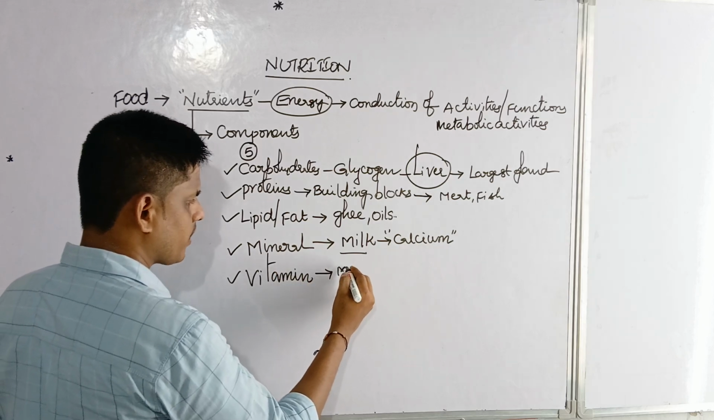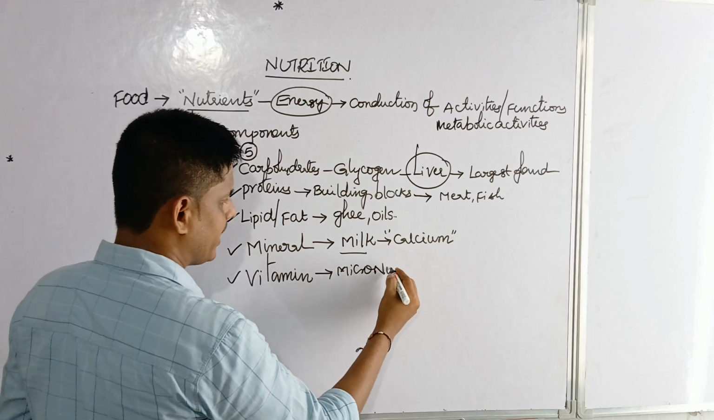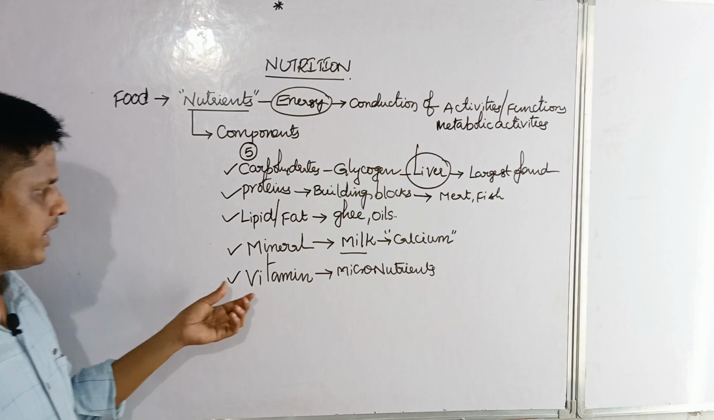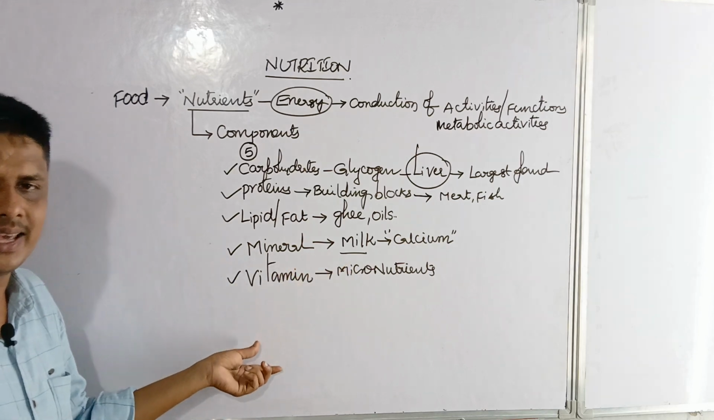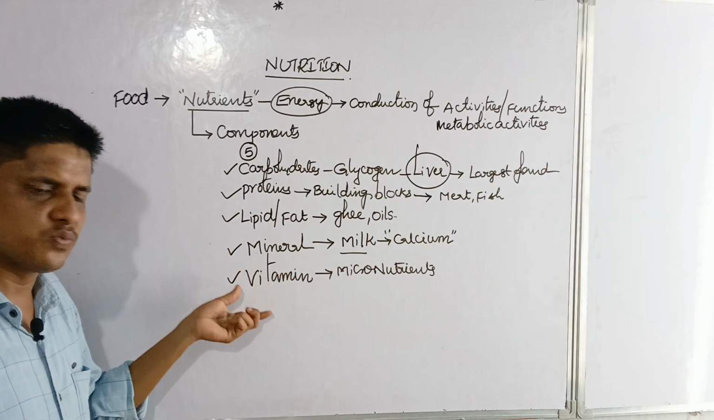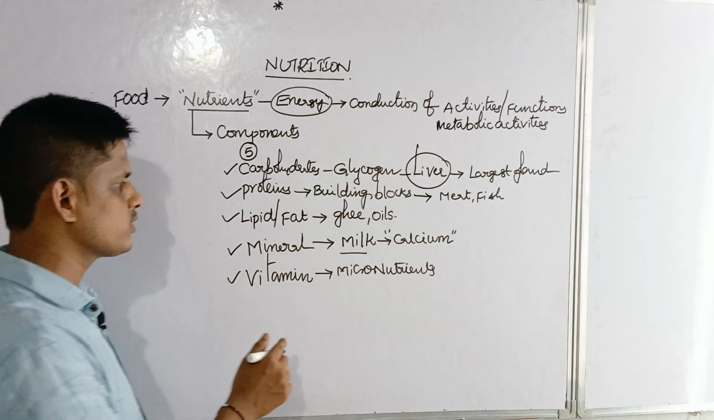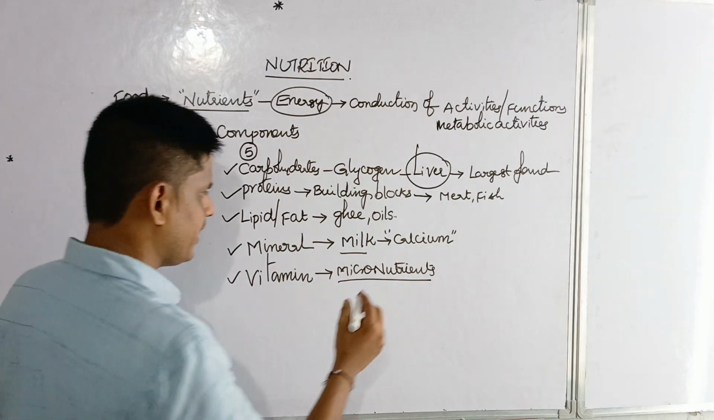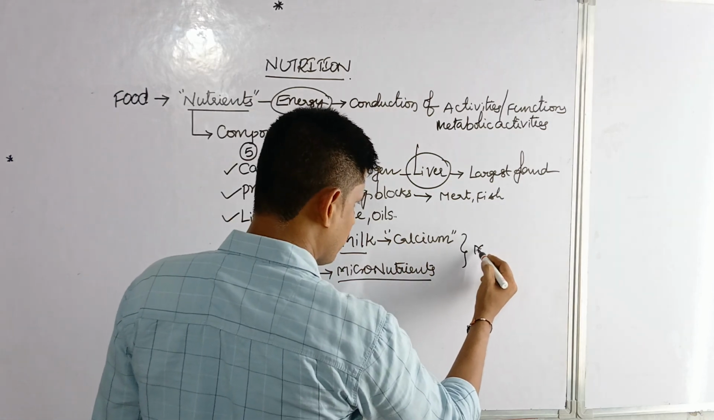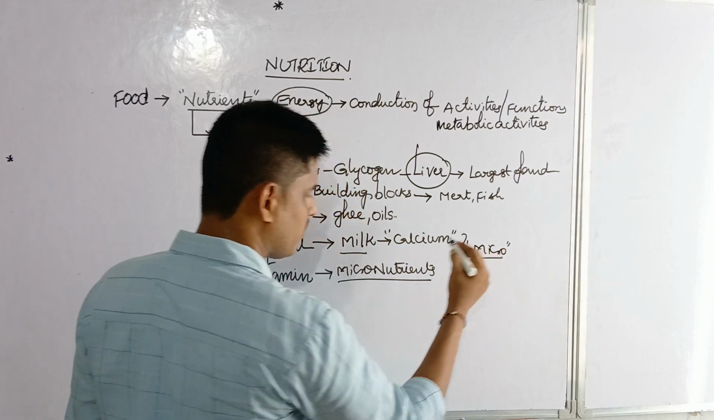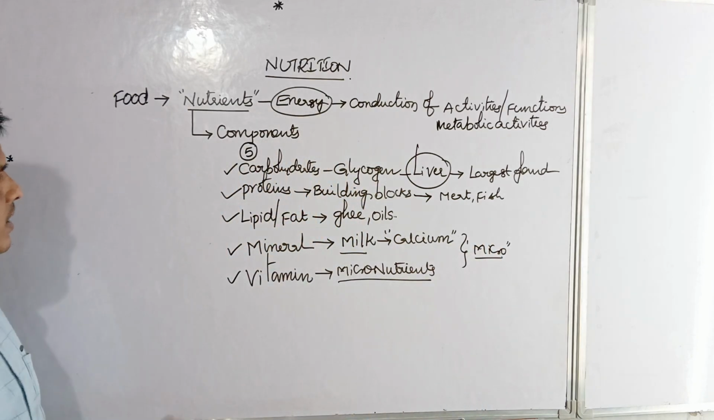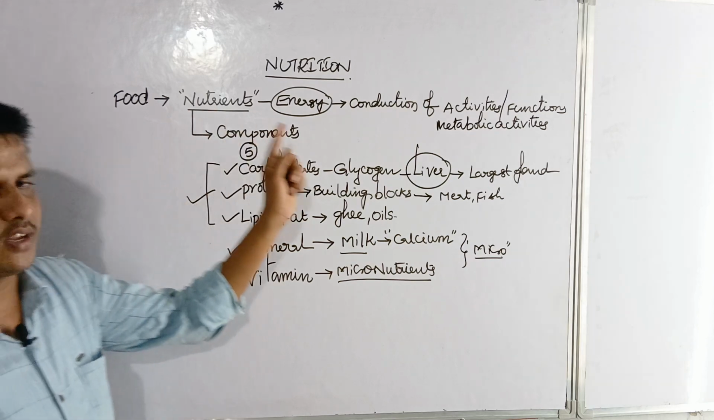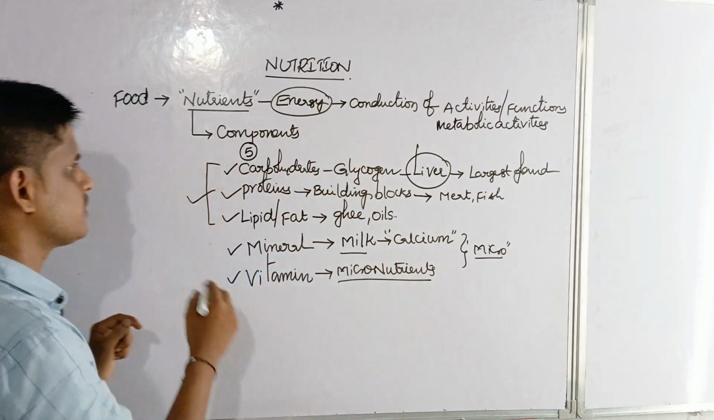Vitamins are micronutrients. Why are they micronutrients? Because vitamins are required in small quantities only. We do not need them in large quantities, so vitamins are called micronutrients. Minerals and vitamins are both micronutrients, because we need these nutrients in smaller amounts. Whereas carbohydrates, proteins, and lipids are needed in large amounts for all the activities that happen in the body. So these are called macronutrients.